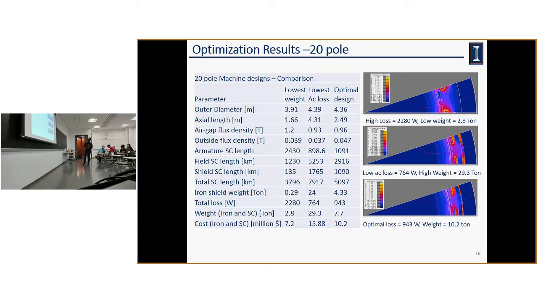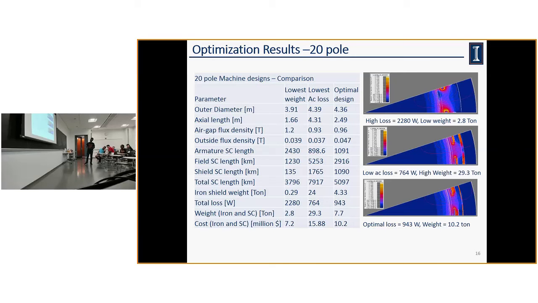Because our optimization algorithm is chosen in such a way that it can evolve towards the active shield design, or it can evolve towards the iron shield design. So it's free to go for whatever design is better. What we end up having is a design with a combination of iron shield and active shield. So these are the designs that came out as an optimal design. Why I chose this as an optimal design is because if you go for this one, the weight is very high, but the loss is low. But here we can have a reasonable weight with a reasonable loss.